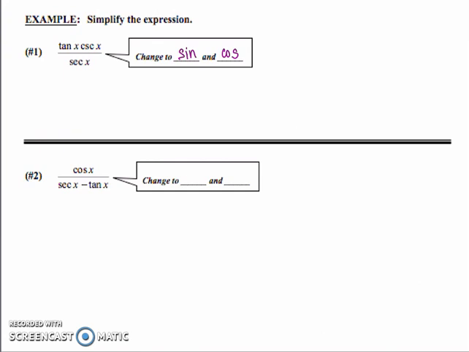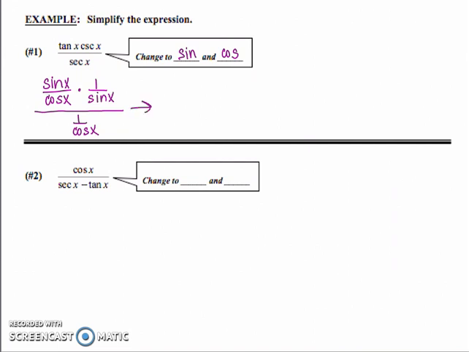So tangent x is going to be equal to sine x over cosine x. Cosecant x is going to be equal to 1 over sine x. This is all in my numerator. And then my denominator, which right now is secant x, I'm going to rewrite as 1 over cosine x. Then, of course, my next step is going to be to keep switch flip since I'm dividing fractions here.